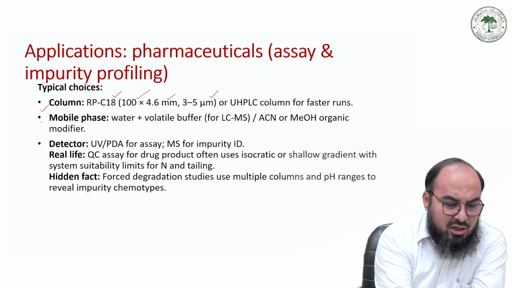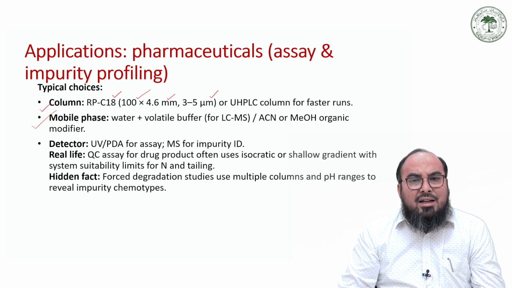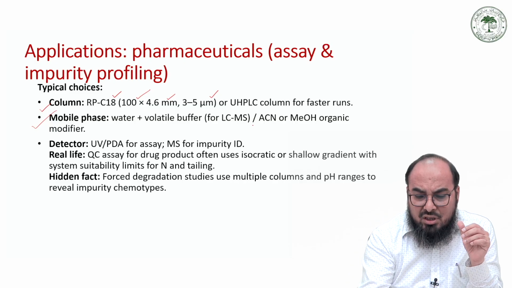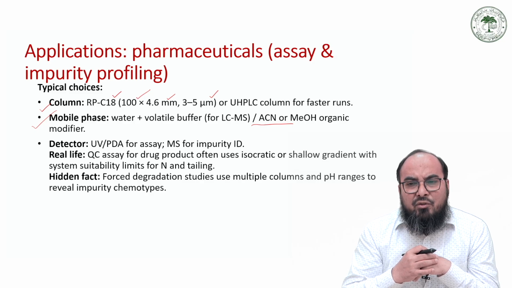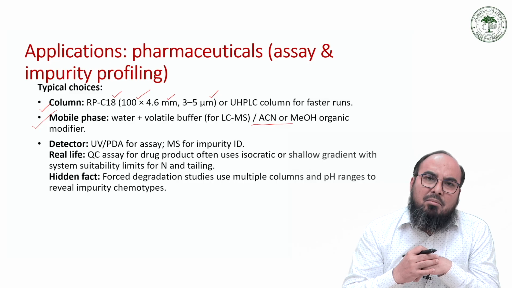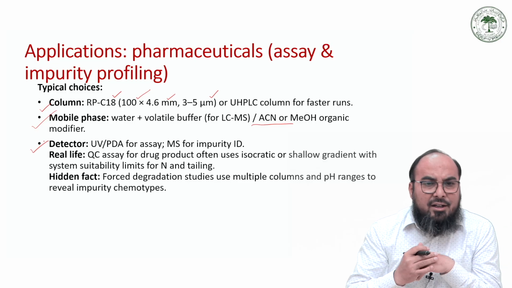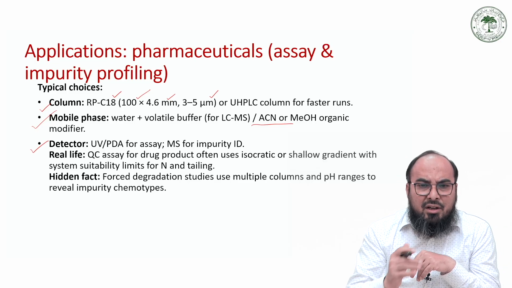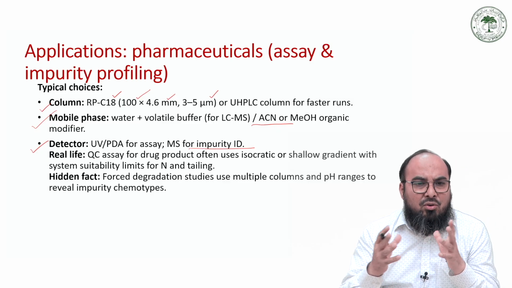Here the mobile phase is generally very polar. Most of the time we use water or some volatile buffers. Again, the base is water. Sometimes we also use acetonitrile, and we also use methanol as organic modifier, so that we can have better resolution, better separation. Here we use the UV detector or PDA detector. Sometimes we also use mass spectrometry to identify impurities, or in case of the presence of some unknown compound.